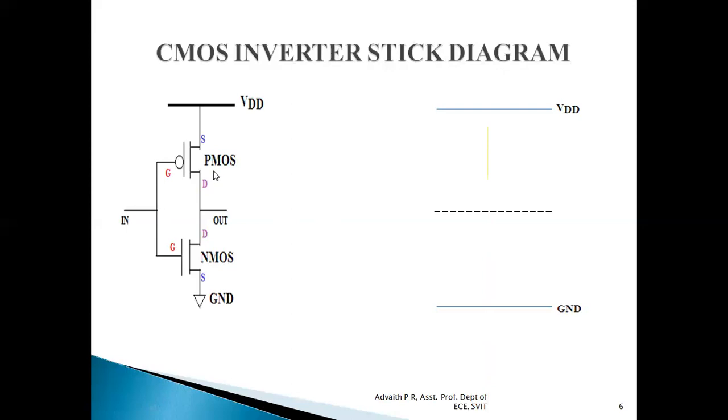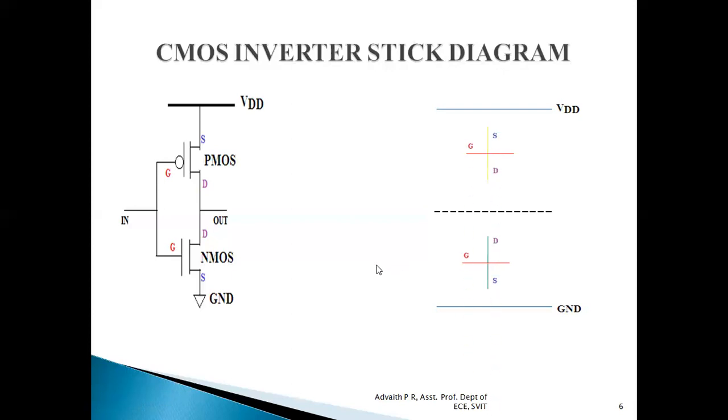PMOS transistor. To form PMOS transistor, first we have to implement a P-type diffusion. P-type diffusion is represented by yellow color. And bottom to this demarcation line, we have to represent NMOS transistor. For NMOS transistor, we need N-type diffusion. So this N-type diffusion is represented by green color stick. PMOS transistor is formed when P-type diffusion crosses polysilicon. NMOS transistor is formed when N-type diffusion crosses polysilicon. Polysilicon is represented by red color.